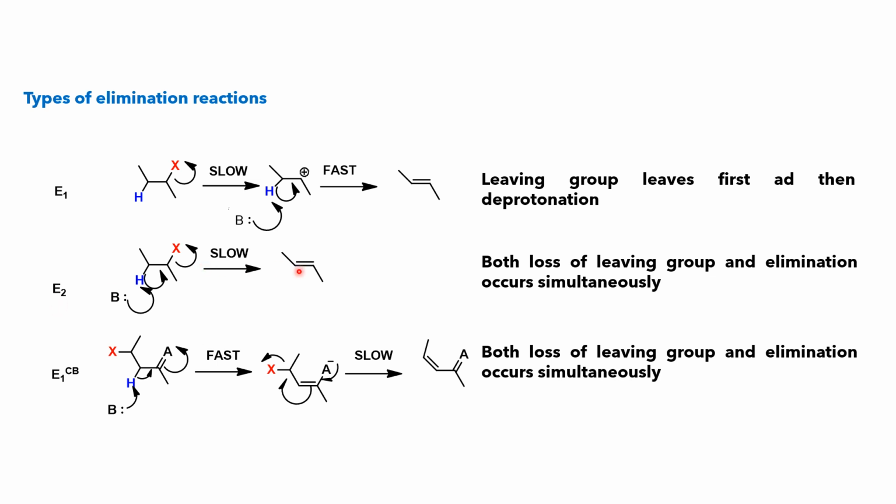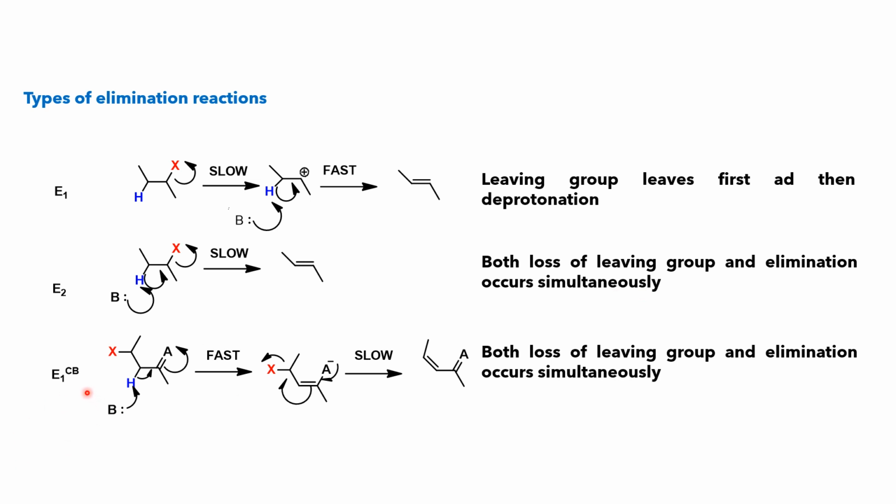That is a single step reaction in which both the abstraction of proton, that is deprotonation, and the loss of the leaving group will be simultaneous. That is, both of them occur at the same time. Therefore, the rate of the reaction will depend upon the concentration of the substrate plus the base that we use. Okay. So this will again lead to the formation of olefins. So both the loss of leaving group and elimination occur simultaneously.